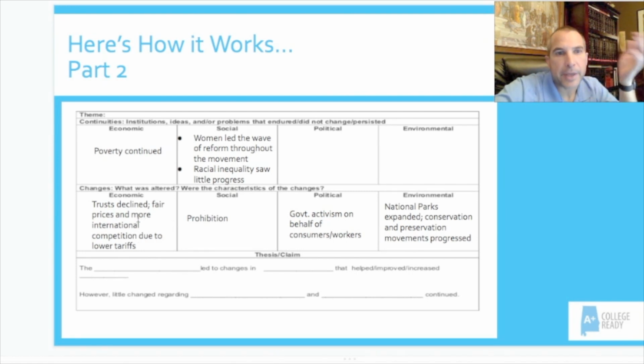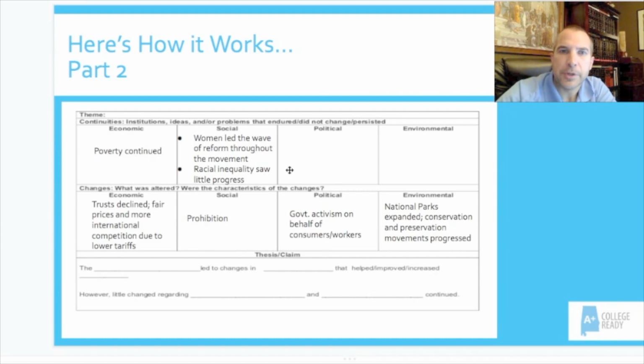Moving right along, we have other things like economically, trust decline, fair prices, and more international competition due to lower tariffs. Those are economic changes. Prohibition is a social change. Government activism on behalf of workers and consumers is a political change. We didn't really look at it, but from an environmental standpoint, we know about Teddy Roosevelt and his love for nature, and the conservation and preservation movements. So we're seeing a lot of changes. We have fewer continuities than changes, it would seem, at least from the information we looked at.